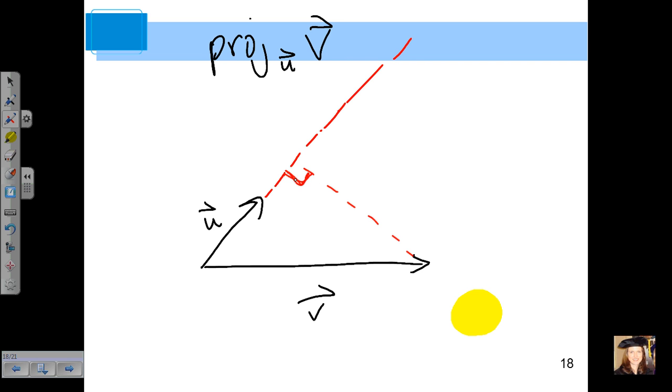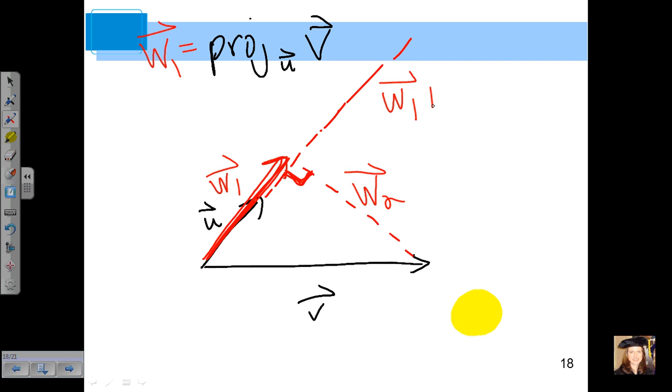That's really important there. So the shadow part is parallel to U. That's going to be our W1 vector. That's the projection of the V vector onto the U vector. The part that's orthogonal to that is going to be our W2. So in this case W1 plus W2 would have to equal the V vector. And again, the order in which you see these written, in this case it's projecting V onto U.